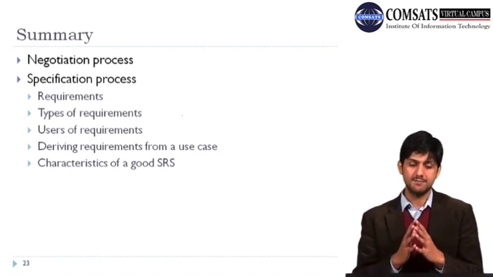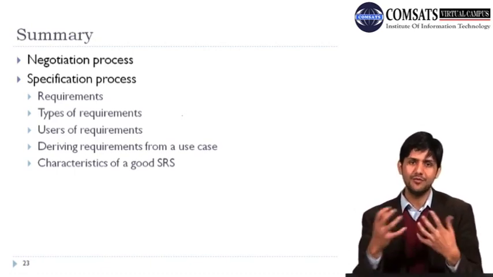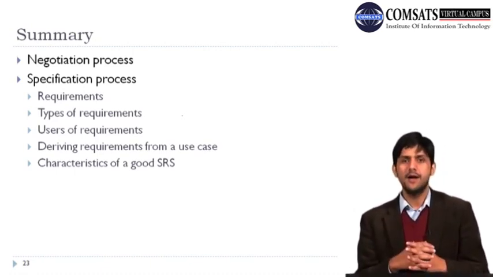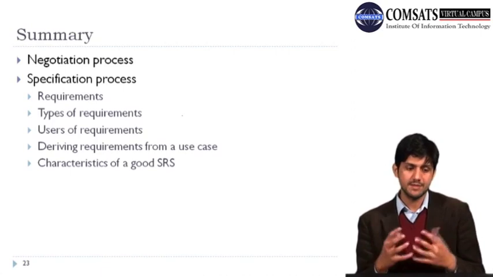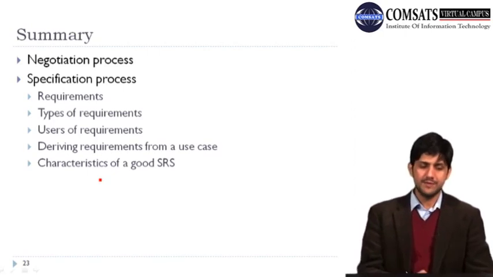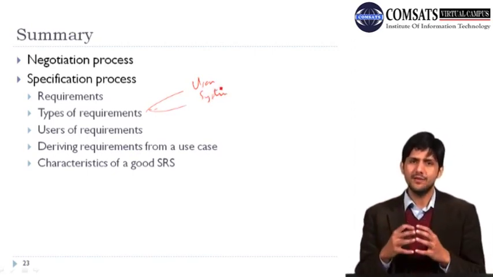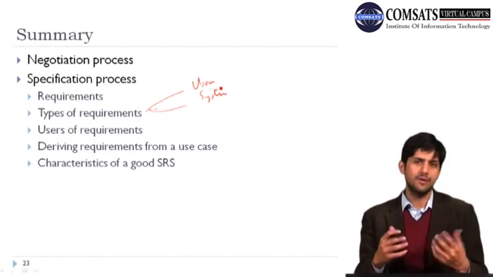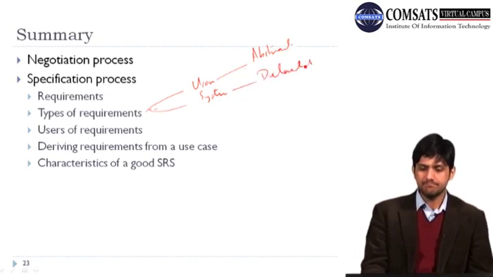Then we started our discussion on the specification process, and just to be up to speed again, we briefly discussed what a requirement is, and we said that it can be any system property, any feature, or any constraint on the system as well. Then we discussed the different types of requirements, and said that there are mainly two types: user requirements and system requirements. These two kinds of requirements are expressed at different levels of detail. The user requirements are a very abstract description, and the system requirements are a detailed description.